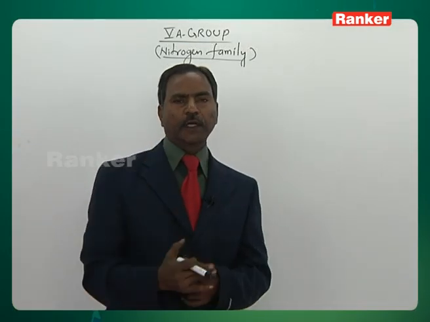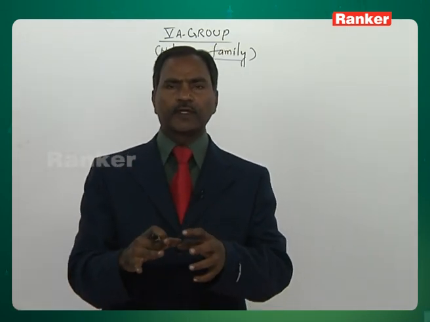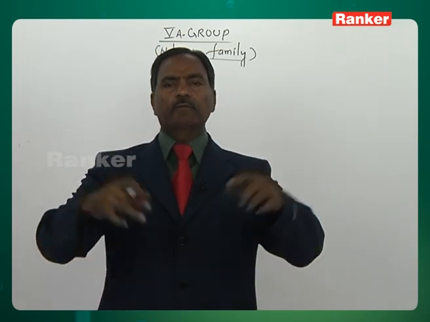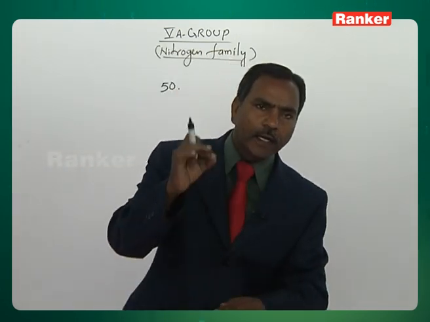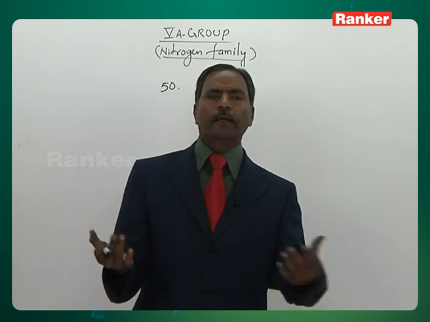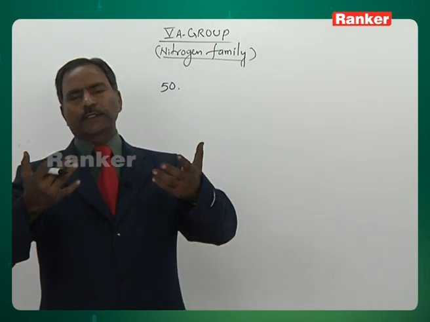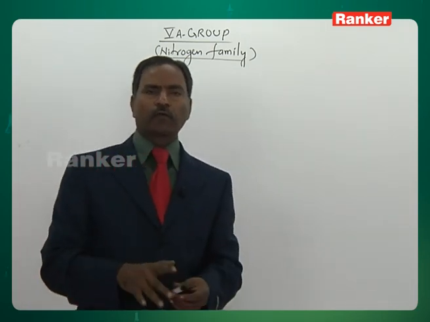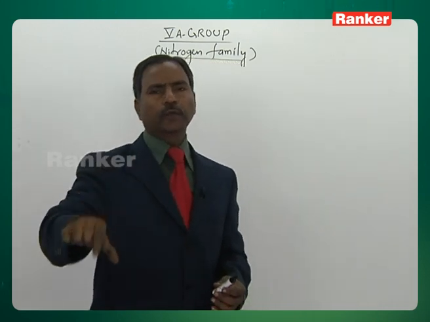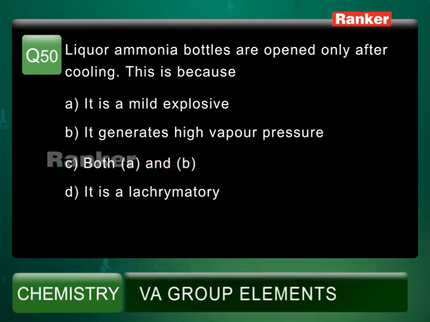Now, considering option A, it is a mild explosive. You cannot simply open a liquor ammonia bottle. It has a high vapor pressure inside. If you open it, it may explode. Therefore, we can consider it a mild explosive. Coming to B, it generates high vapor pressure. The boiling point of liquor ammonia is very low. It easily vaporizes. Its vapor pressure is very high. Therefore, while opening, the bottle should be cooled to a lower temperature. So for question number 50, A and B both are the answers. Therefore, the answer is C.